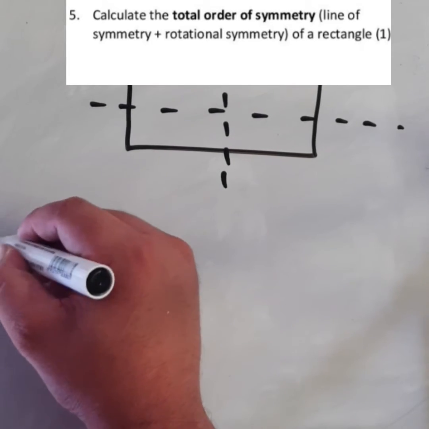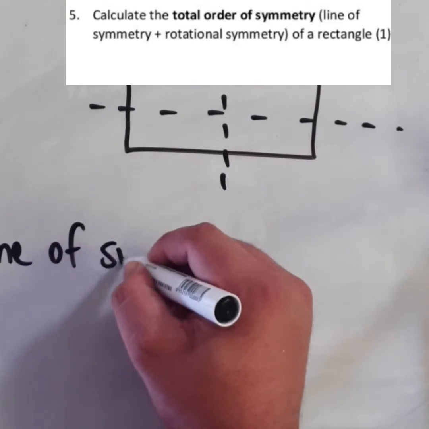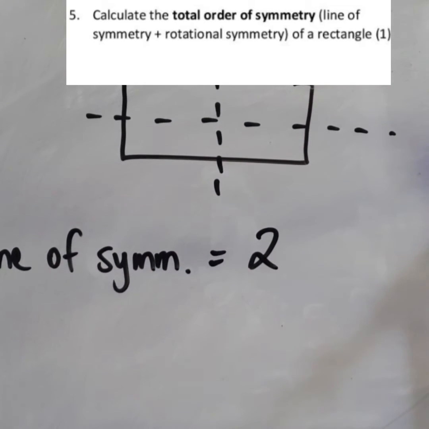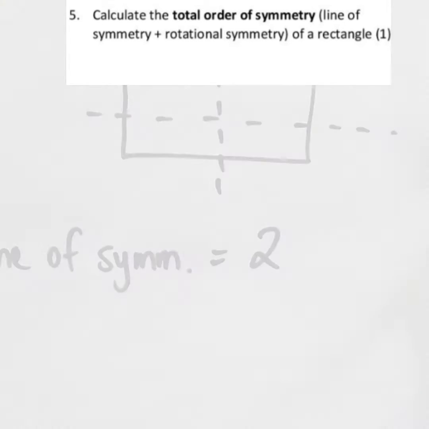Now a rectangle has two lines of symmetry, as shown by the two lines that I've drawn, which means that if you were to draw these two lines, what you would see on one side looks exactly the same as what you see on the other side.